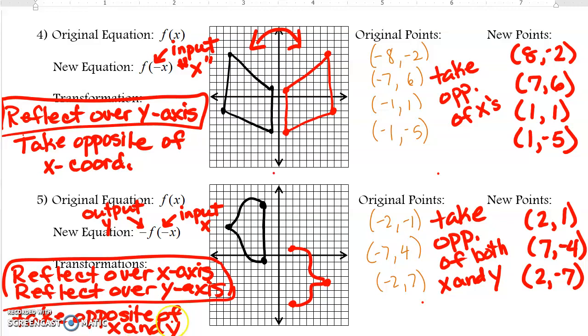Same thing on the bottom. Down on the bottom, you actually had 2 changes being made. You had one negative outside, if you read it carefully, and one negative inside. So outside is affecting the output, the y. We'll be taking the opposite of the y. The inside negative is saying take the opposite of your x, your input change.